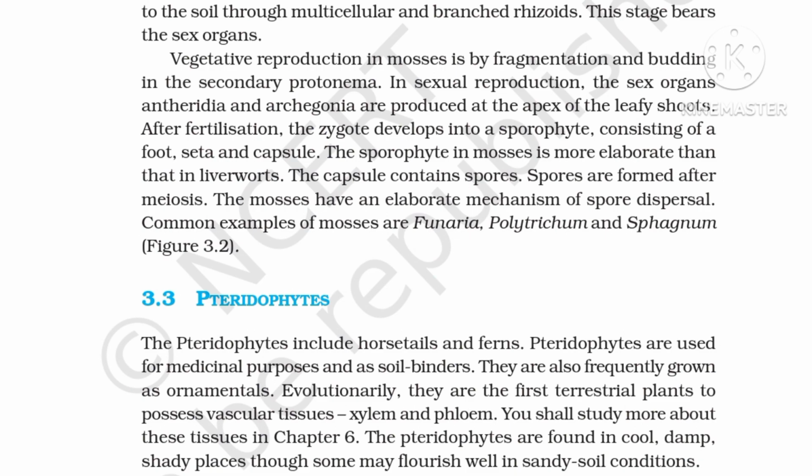Pteridophytes. The pteridophytes include horsetails and ferns. Pteridophytes are used for medicinal purposes and as soil binders. They are also frequently grown as ornamentals. Evolutionarily, they are the first terrestrial plants to possess vascular tissues, xylem and phloem. You shall study more about these tissues in chapter 6. The pteridophytes are found in cool, damp, shady places, though some may flourish well in sandy soil conditions.